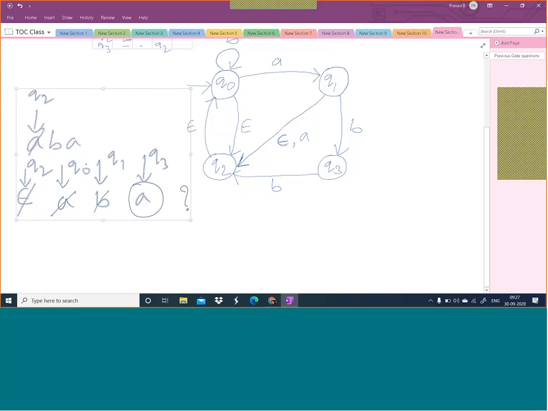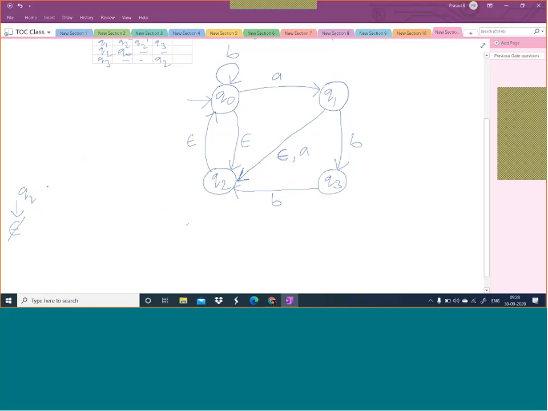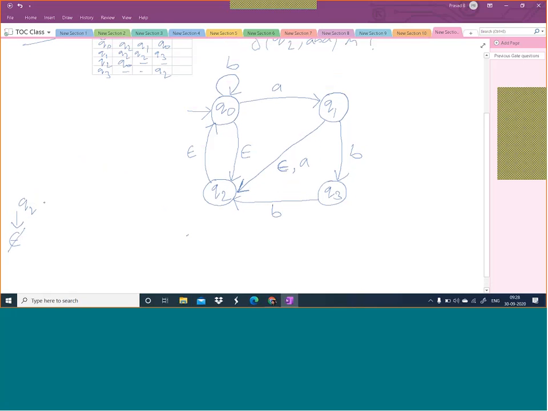Q2 has not defined for A. So in Q2, the machine takes epsilon. On epsilon, it comes to Q0. Okay, here the input string is A, B, A. Now in Q0, the machine takes A, it goes to Q1. In Q0, A goes to Q1.